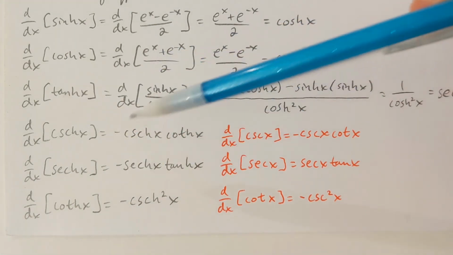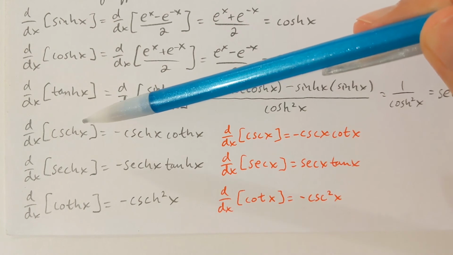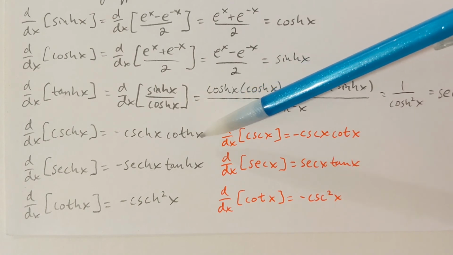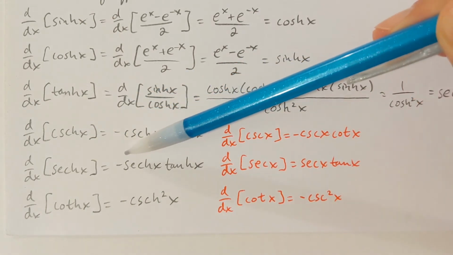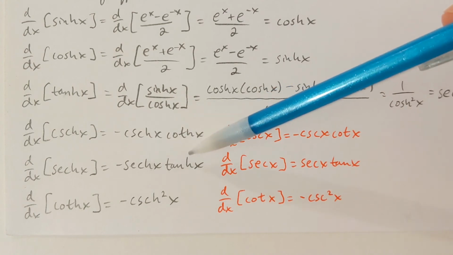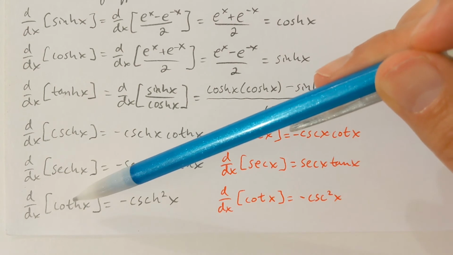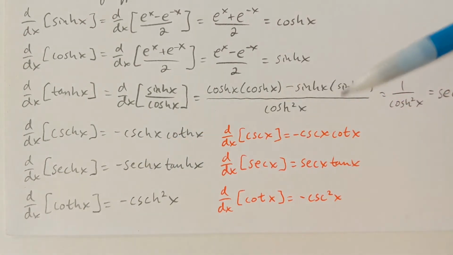I'll just tell you what they are, though. The derivative of hyperbolic cosecant x is negative hyperbolic cosecant x, hyperbolic cotangent x. The derivative of hyperbolic secant x is negative hyperbolic secant x, hyperbolic tangent x. The derivative of hyperbolic cotangent x is negative hyperbolic cosecant squared x.